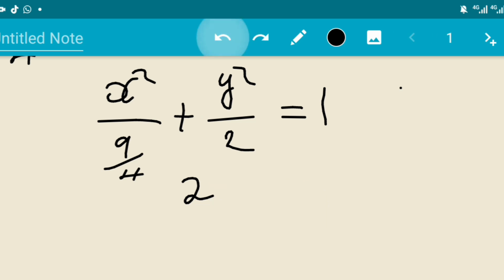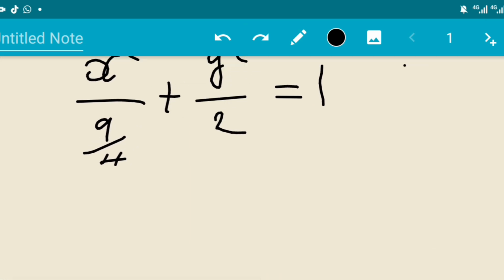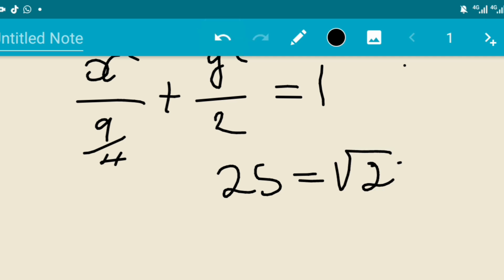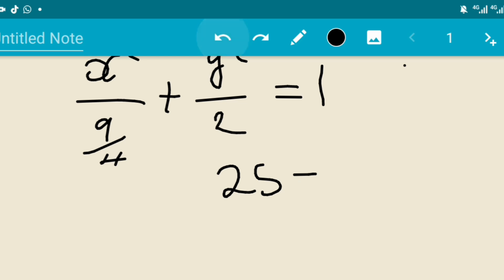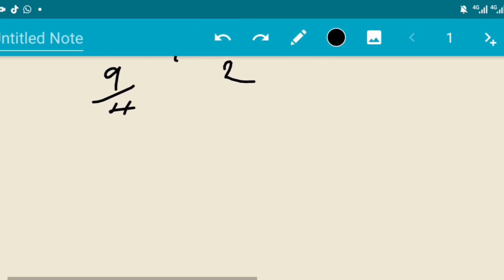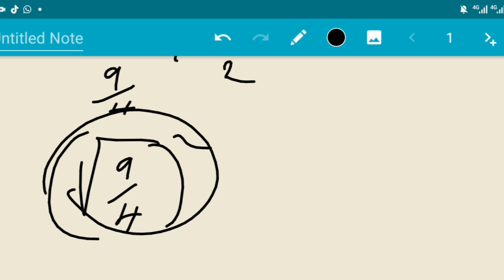So let's find our a and our b. Okay, so we first take the square root, just like we had 25. Let's take the square root of 25. We have a 5. Okay, so that is the square root of 25, and then we square it, so that would be 5 squared. Then this is our a. So let us do the same thing here. What is the square root of 9 over 4? It is going to be 9 over 4 its square root, and then we square it. This is the same as this.